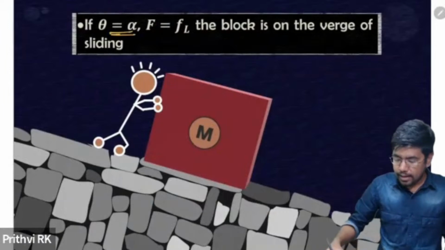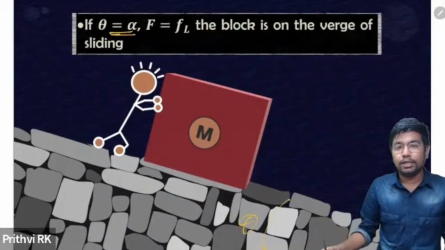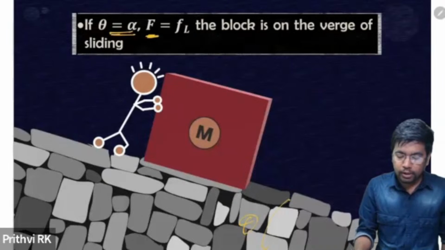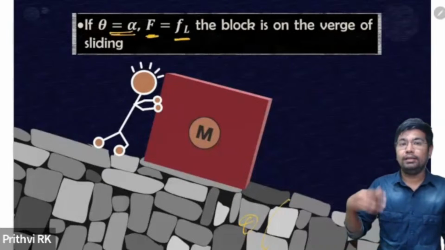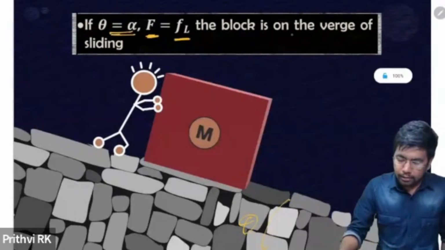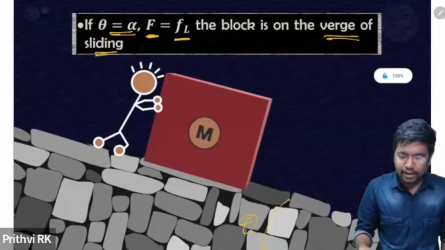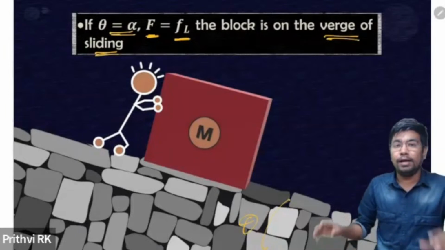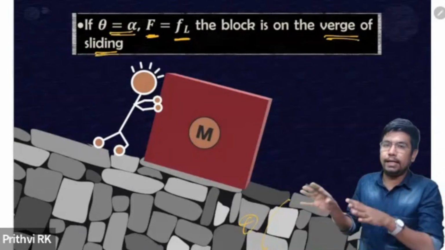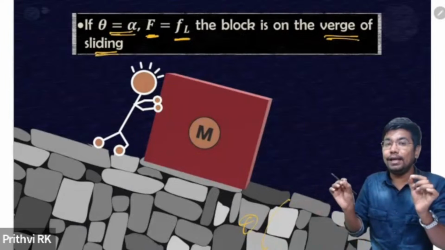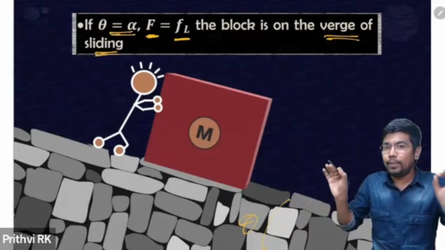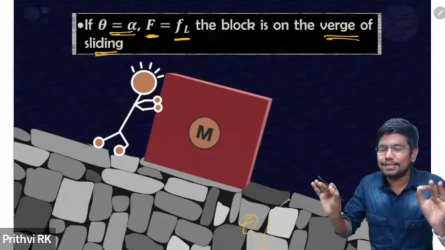The next scenario is theta equal to alpha. The angle of inclination and the angle of repose are equal. In this scenario, the pulling force and the frictional force are also equal, and the block is on the verge of sliding. What does it mean that it is on the verge of sliding? It has not started to slide down, but it will start at any given moment. But not just yet.